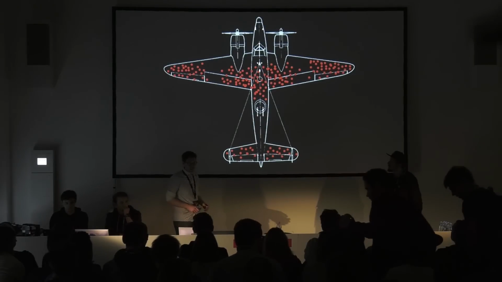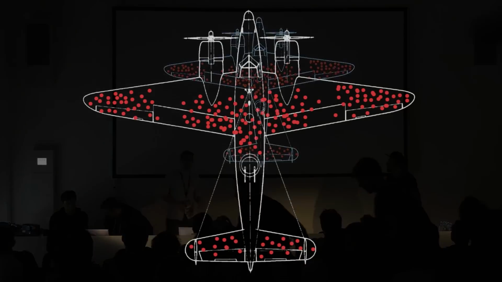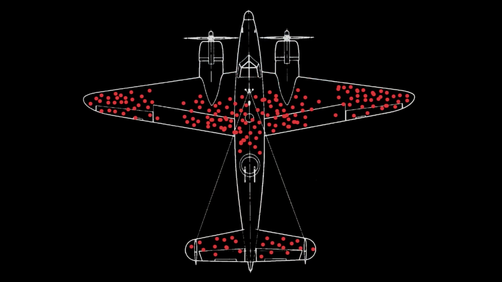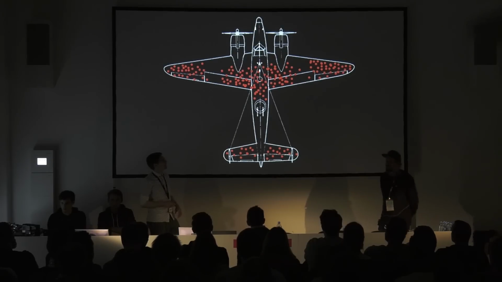You might have seen this diagram. This is a diagram of where planes that made it back to base in World War II had been hit by artillery shells. So where would you put armor on that plane? Well, the obvious idea would be to put it where most shells had hit, right? Wrong. The thing is, the planes that didn't make it back to base had been hit here, here, and here.